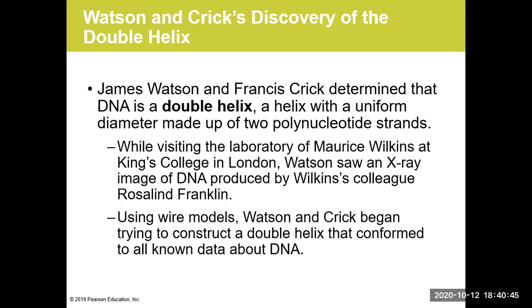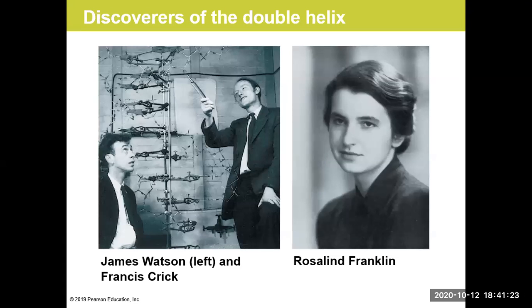When these 2 scientists were visiting the laboratory of Maurice Wilkins at King's College in London, Watson saw an X-ray image of DNA which was produced by Wilkins' colleague, Rosalind Franklin. It had taken her several hours to get that very precious image. Just looking at that image, Watson and Crick started concluding what the structure could be to produce it. They used wire models and began to construct a double helix that conformed to all known data about DNA.